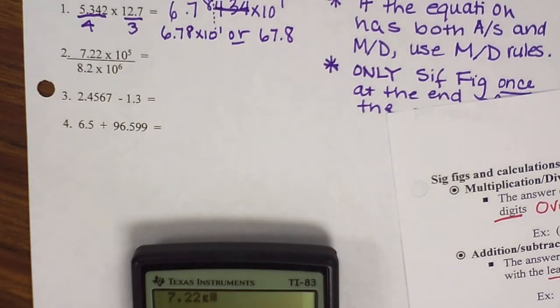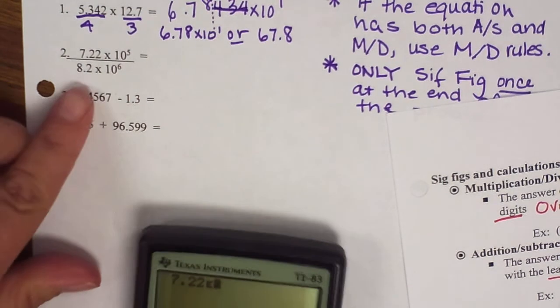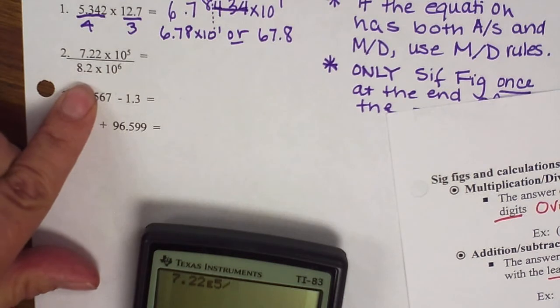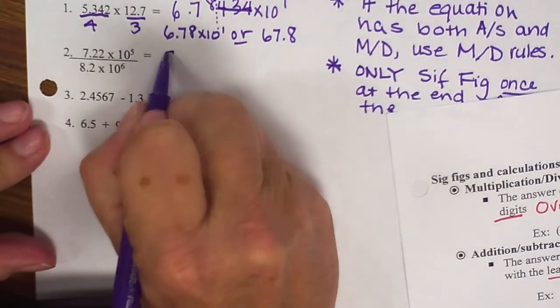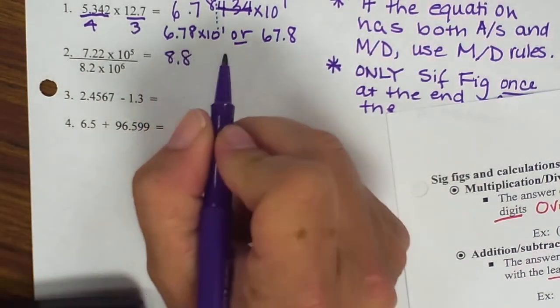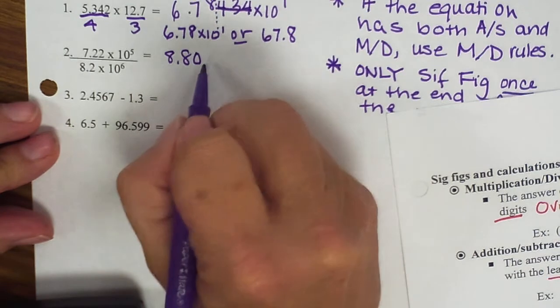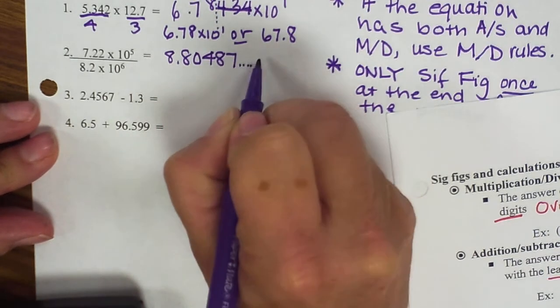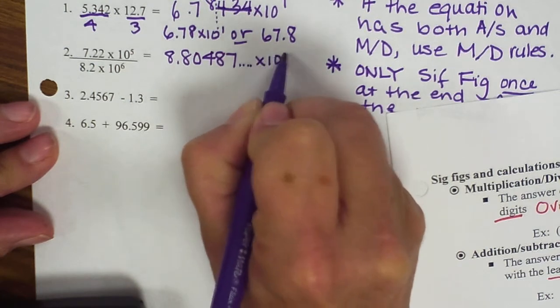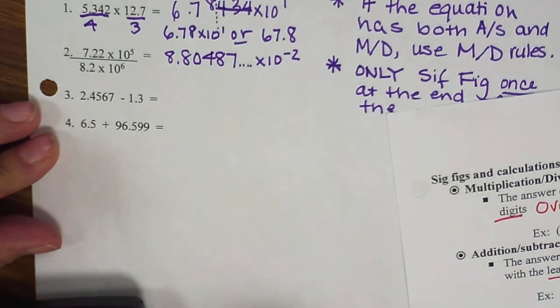All right. So, 5 divided by 8.26 equals. Okay, so this is what I get: 8.80487, then we don't care, times 10 to the minus 2. So how many digits do I get?